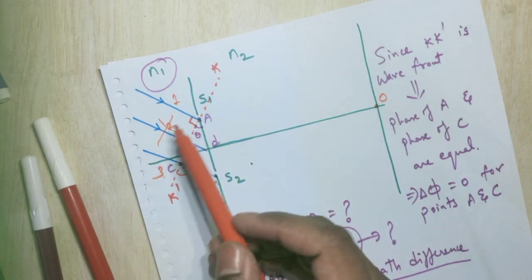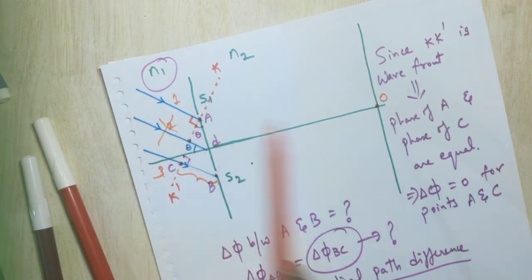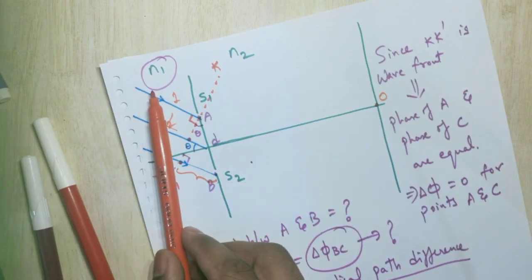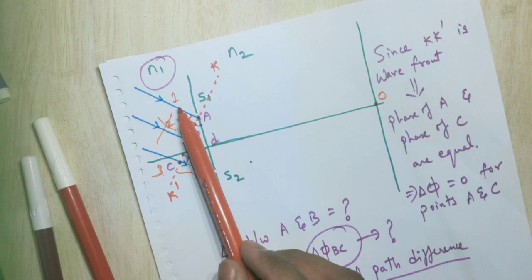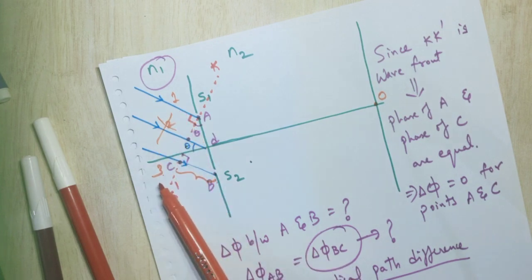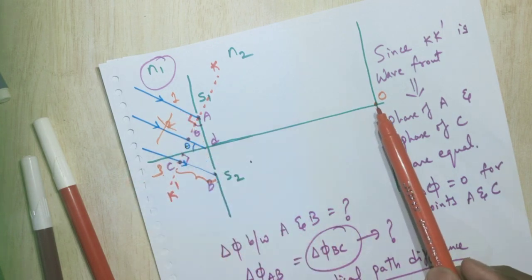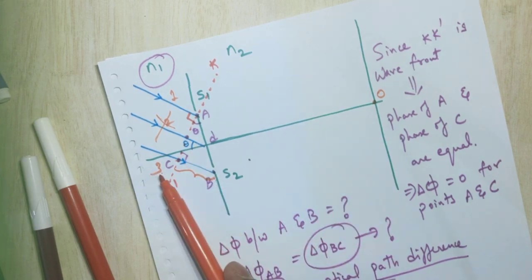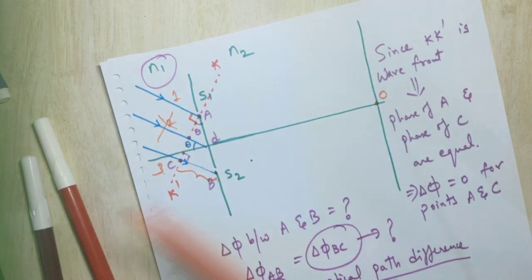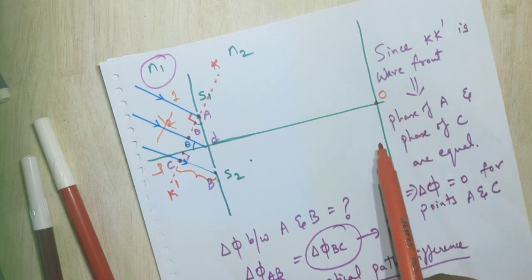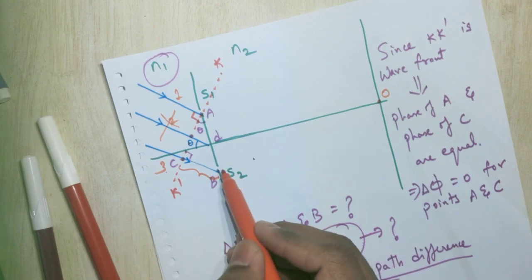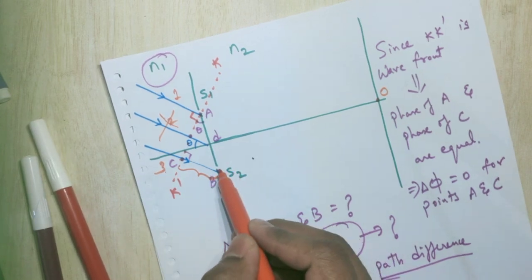See, assume that there is a journey between the rays, and this is the first half of the journey, this is the second half of the journey. In the first half, if ray 1 is traveling faster than ray 3, and finally both should meet at the destination at the same time, then obviously in the second half ray 3 should run faster than ray 1. Then only they can meet at a point where there is no phase difference. That is only possible when we draw the rays like this.